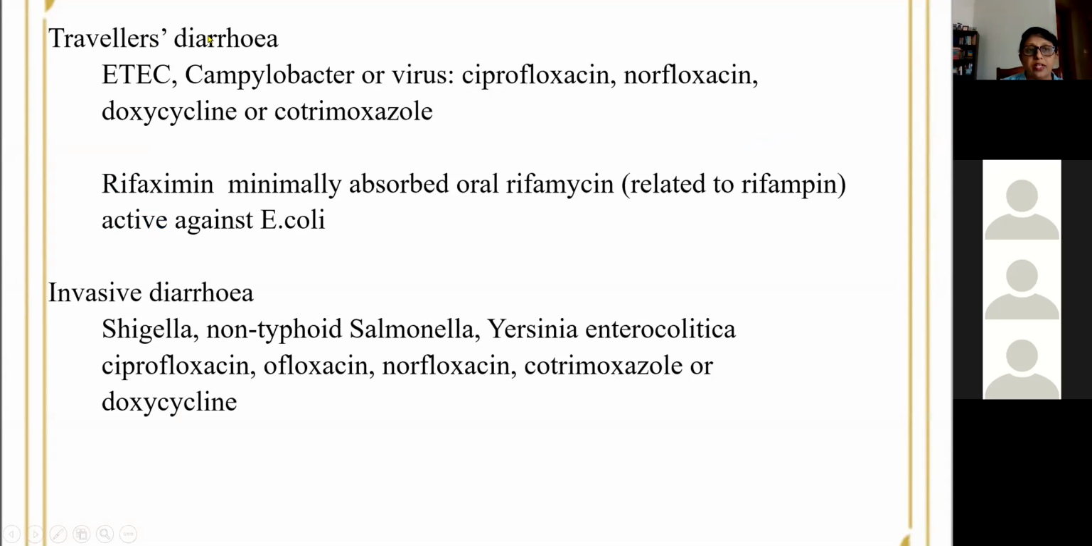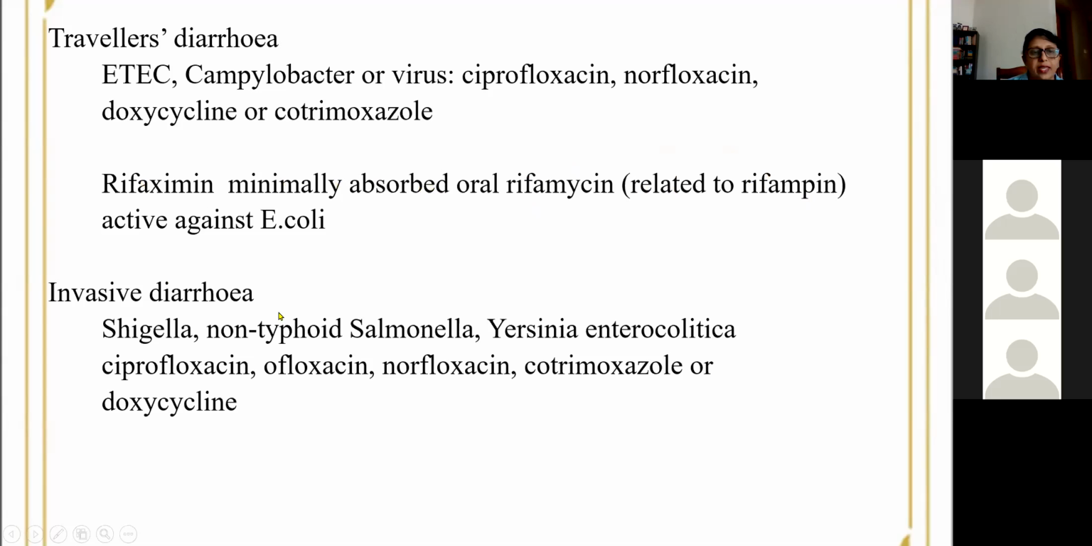There is another type, traveler's diarrhea. Usually, when you travel to some places, immediately after your travel is over, you may get some diarrhea. Or people from abroad, when they come to our country, or we go to another country, may develop diarrhea. That is because of enterotoxigenic E. coli or Campylobacter. In such cases, antibiotics like quinolones can be given, ciprofloxacin, norfloxacin, etc. Then another drug called rifaximin, which is related to rifampin, our antituberculous drug.